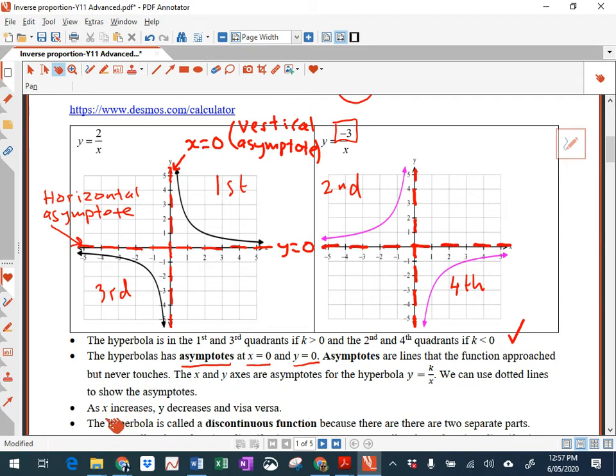Now, the other thing to note is that as x increases, y decreases, and vice versa. So you can see that. As my x values are increasing, my y values are decreasing as well. So as x is increasing, the y value is decreasing.